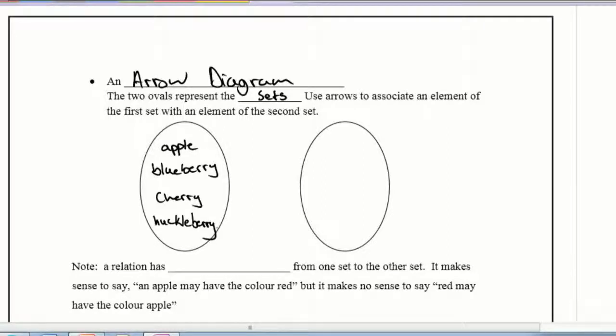All right, so that was the first set of things. The second set was our colors. What were our colors? We had the color blue. We had the color green. And we had the color red.